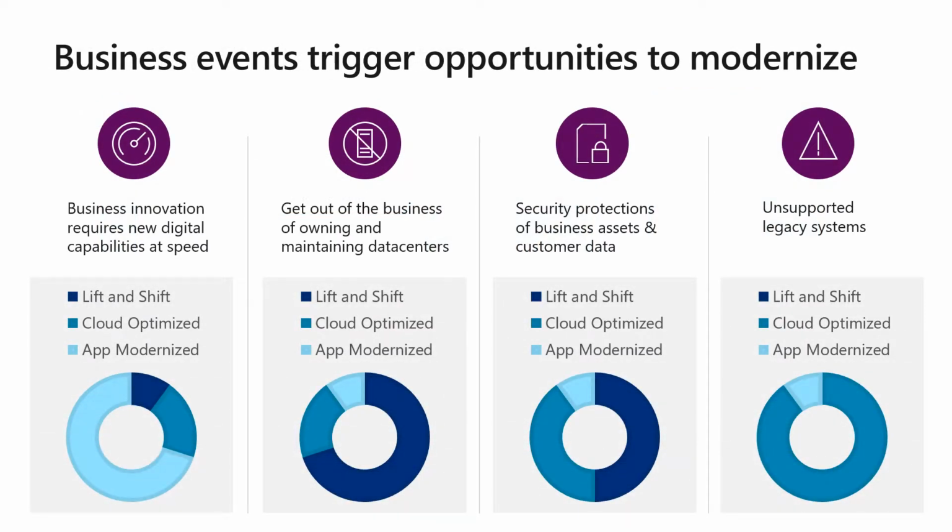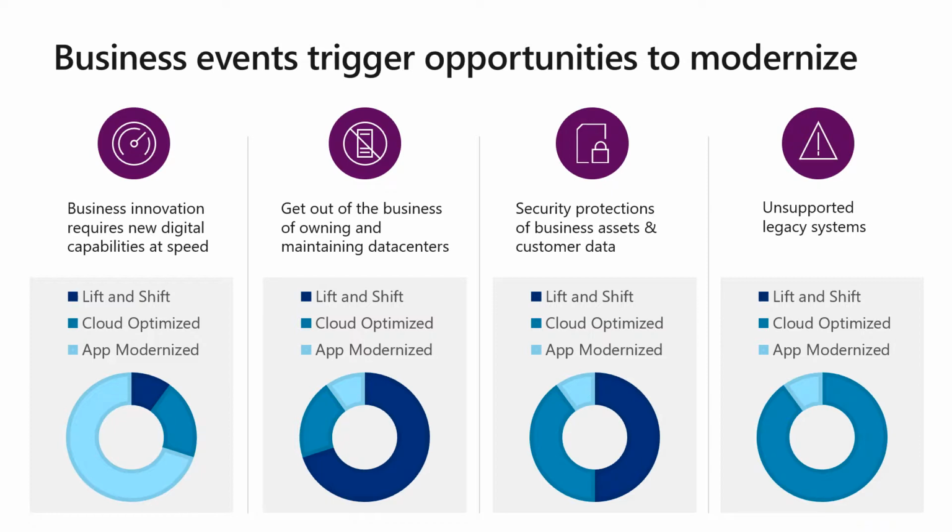Business events that typically trigger opportunities to modernize have different approaches depending on what the customer goal is. For example, customers that are prioritizing business innovation requiring new digital capabilities are typically going to take on a more app modernized approach, take the largest advantage of the cloud platform. Getting out of the business of owning and maintaining data centers, however, typically has more of a lift and shift type of approach to lead with velocity and quickly getting out of that existing environment before data center leases or outsource agreements expire.